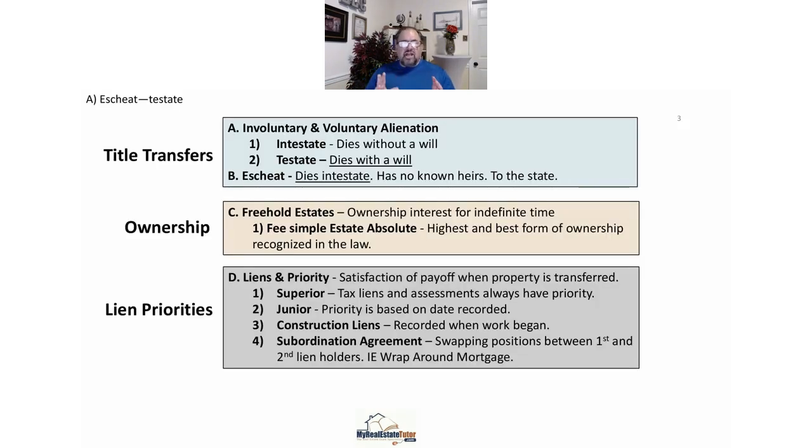All right. So this kind of falls under a couple of different headings, right? You've got four answers with different terminologies, and the one that doesn't belong deals with terms that aren't alike. The first one, when we talked about intestate, testate, and then escheat, these are title transfers. One is with a will, the other is without a will. And then under ownership, we talk about freehold estate. So fee simple and absolute have the same meaning: the highest and best form of ownership recognized by law. And then the lien priorities, right? Tax liens and special assessments are superior. And then under D2, junior liens are based on date recorded.